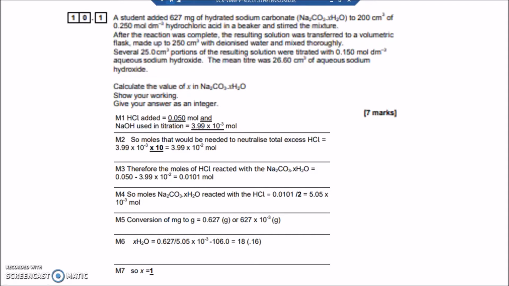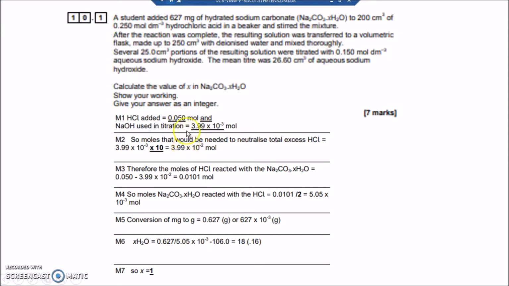Okay, so 3.99 times 10 to the minus 2 moles of hydrochloric acid were left over in this 250 centimeter cubed sample after I've reacted the hydrochloric acid with this. So I started with 0.05 moles of hydrochloric acid and I've ended up with 3.99 times 10 to the minus 2 moles of hydrochloric acid.